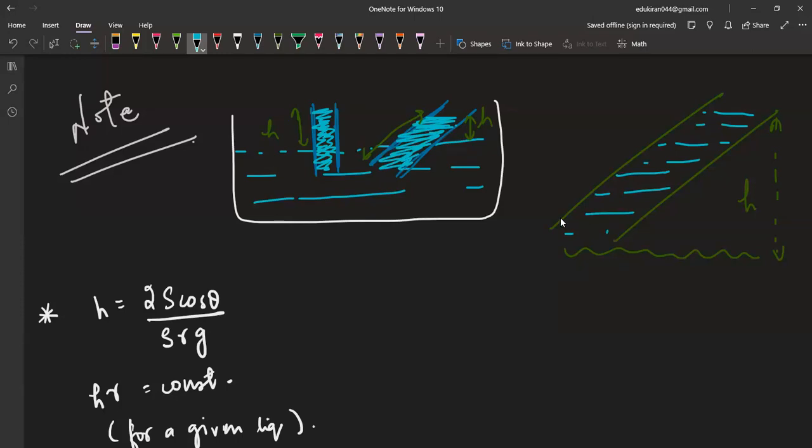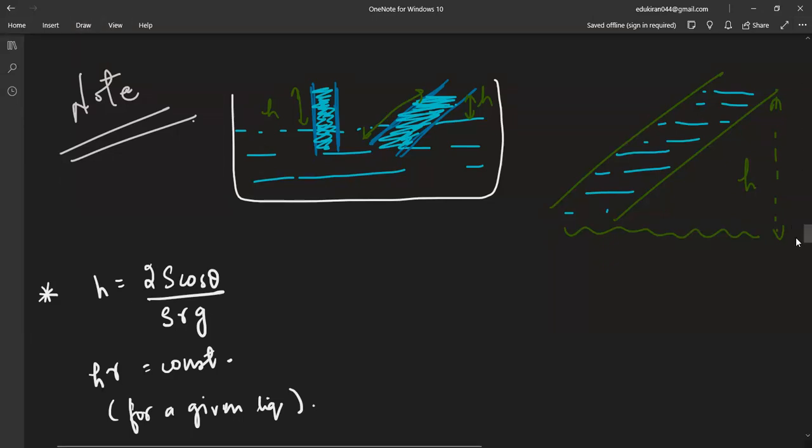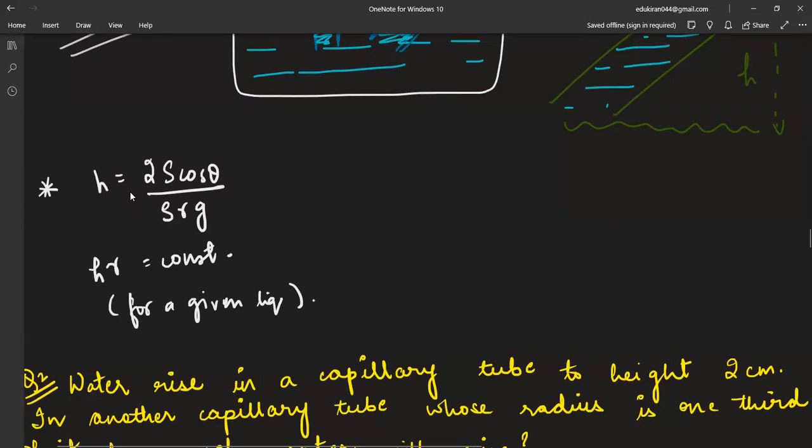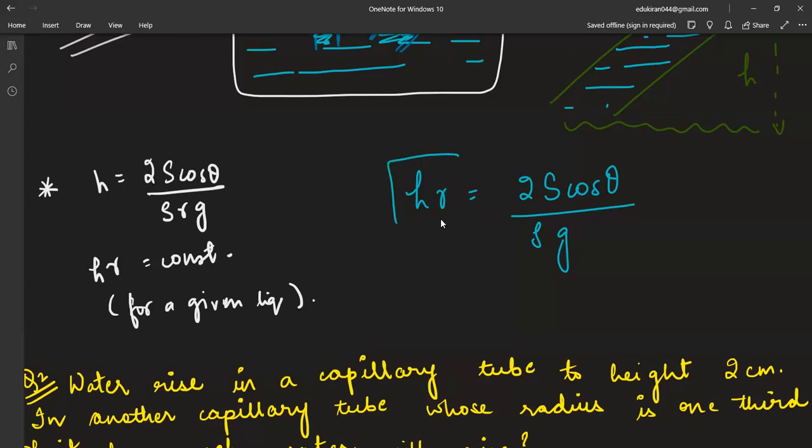Fine. So suppose in this case, look here, H is equal to 2s cos theta by r rho g. So H into r, if you multiply height into radius, look, in the above question which we did, 2 was constant, surface tension was the same for both of them, cos theta was the same, density was the same, and g was the same. What was the difference that was coming in this question? Only radius and height. These two were different. So you can say the product of height into radius, this entire thing is constant.